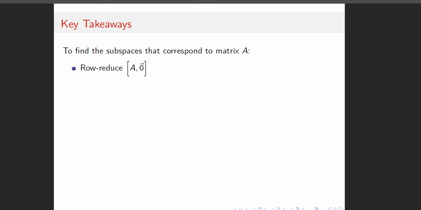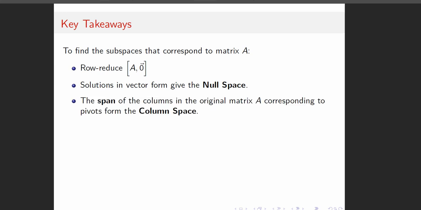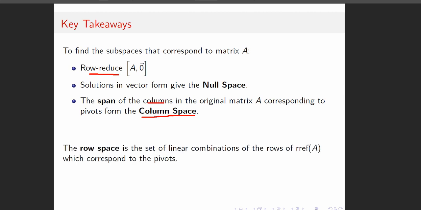So the key takeaways, to find the subspaces that correspond to matrix A, I just row reduce the augmented matrix, right? I solve the homogeneous system. Why? Well, because the solutions of the homogeneous system in vector form is the null space. Okay, so that's how I get the null space. And then when I row reduce, I can find out where the pivots are, right? And then that's how I find the columns in the original matrix, the span of which forms the column space, right?